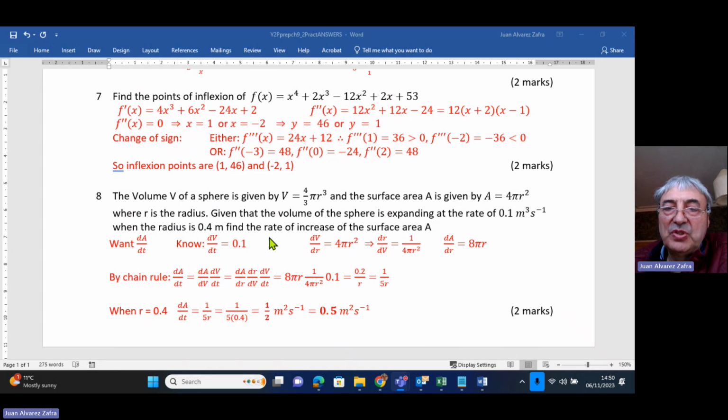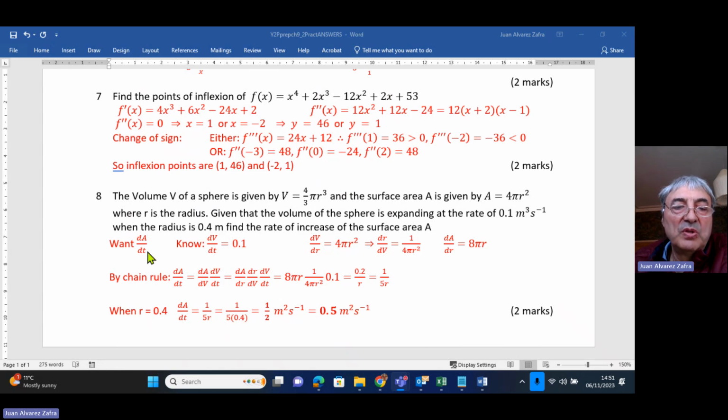The general pattern of these questions is to realize that you're given one rate of change, dV/dt, and you want to work out another rate of change which is related in some way. In this case, we want to work out dA/dt. And what we usually do is write down the rate of change that we want, dA/dt, the rate of change that we know, and try to write down the rate of change that we want in terms of the rate of change that we know.